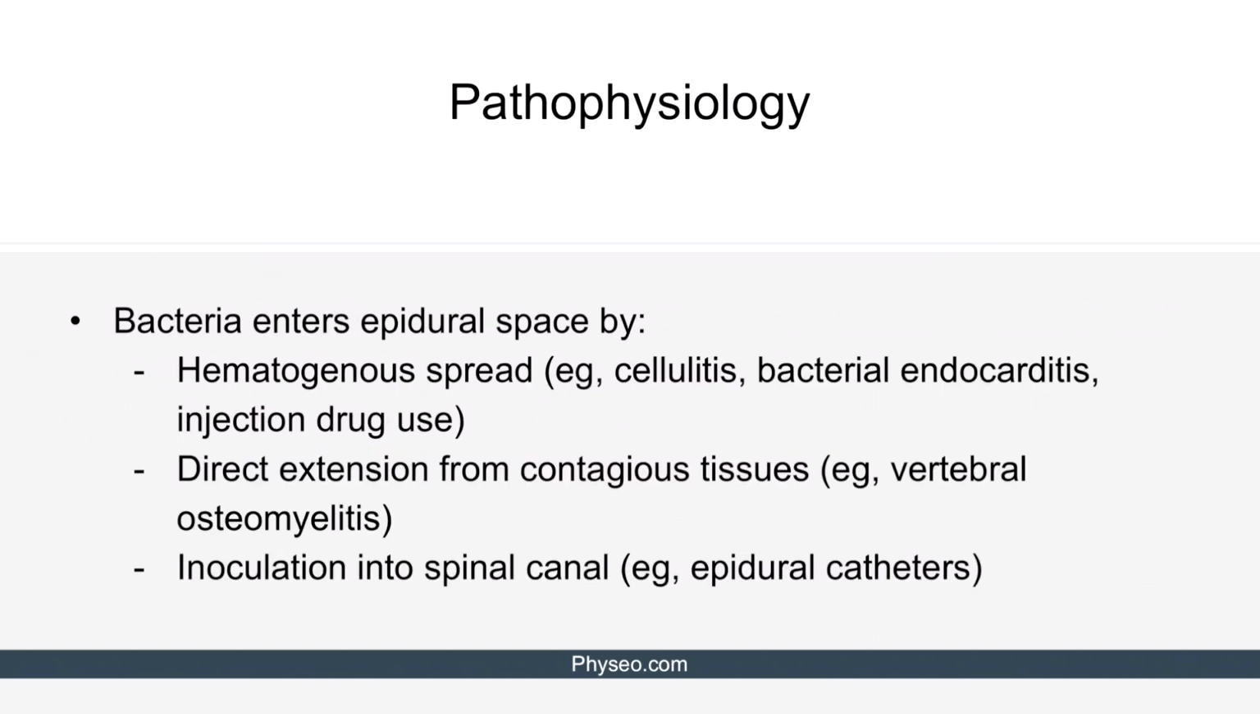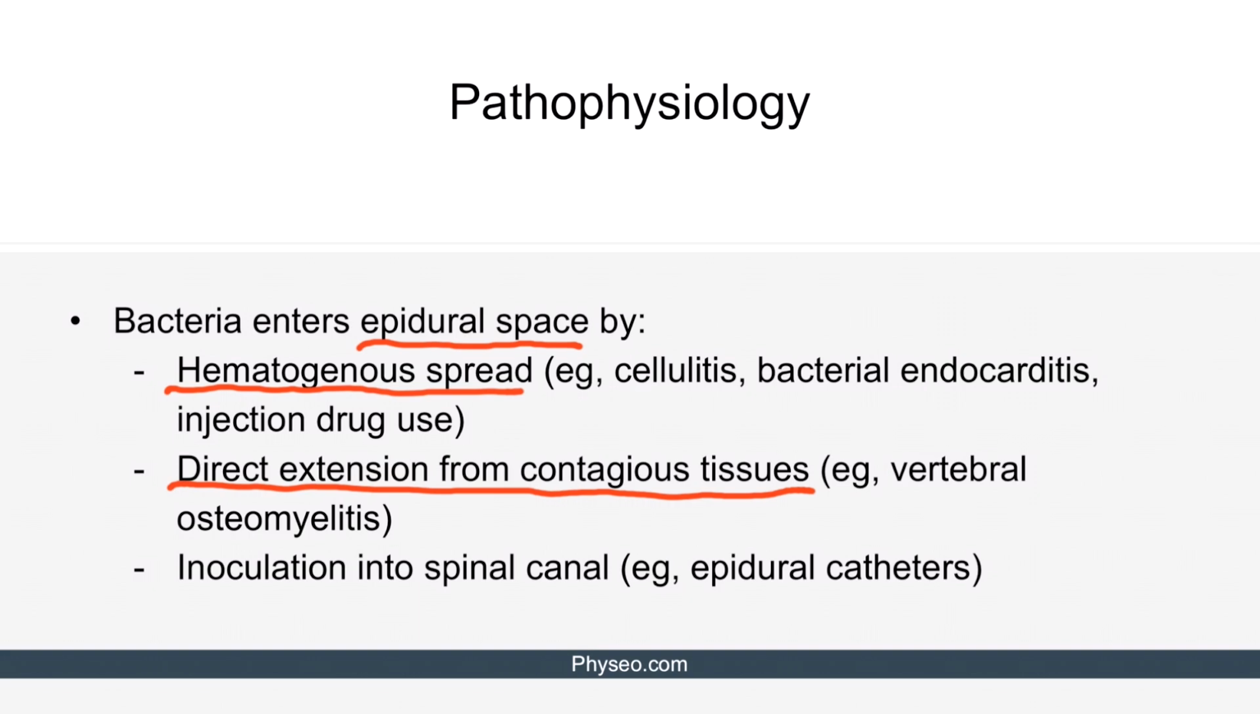So let's briefly discuss the pathophysiology. Bacteria can enter the epidural space through different ways. The first way is hematogenous spread, for example cellulitis, bacterial endocarditis, or injection drug use. Those can lead to hematogenous spread of bacteria that can ultimately make its way to the epidural space. The second way is through direct extension from contiguous tissues, for example vertebral osteomyelitis. So far, this actually sounds a lot like how a brain abscess can occur.